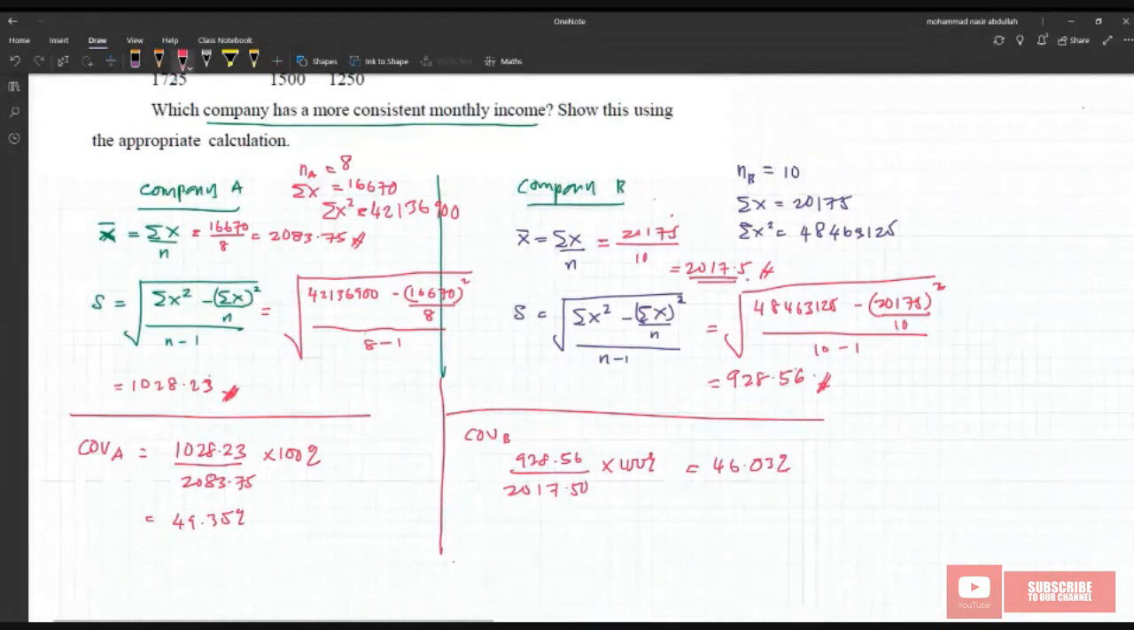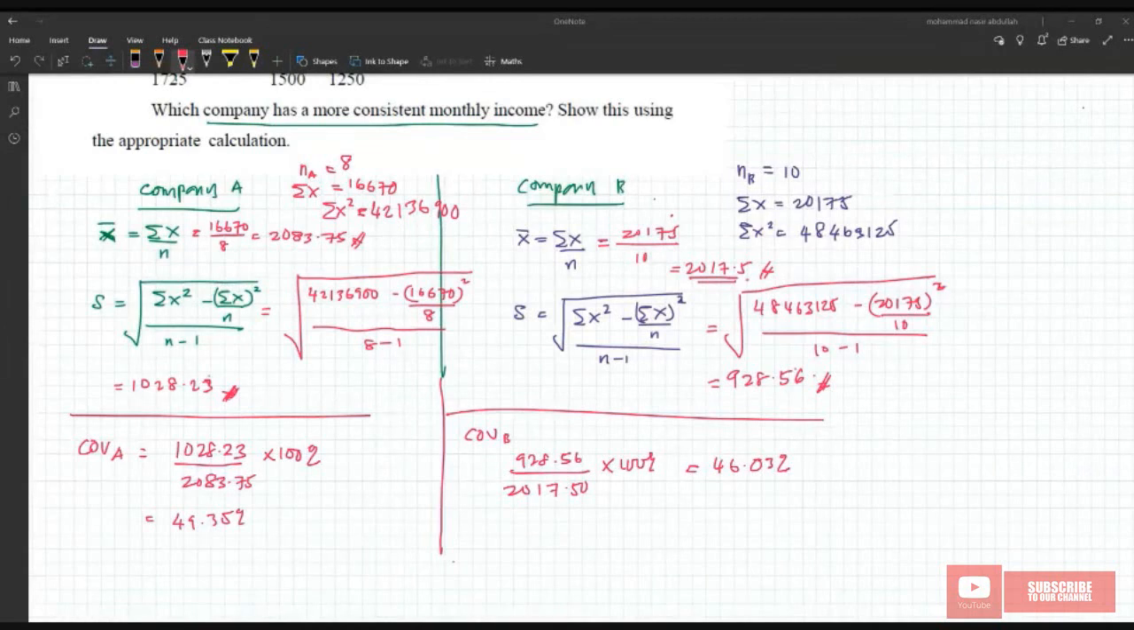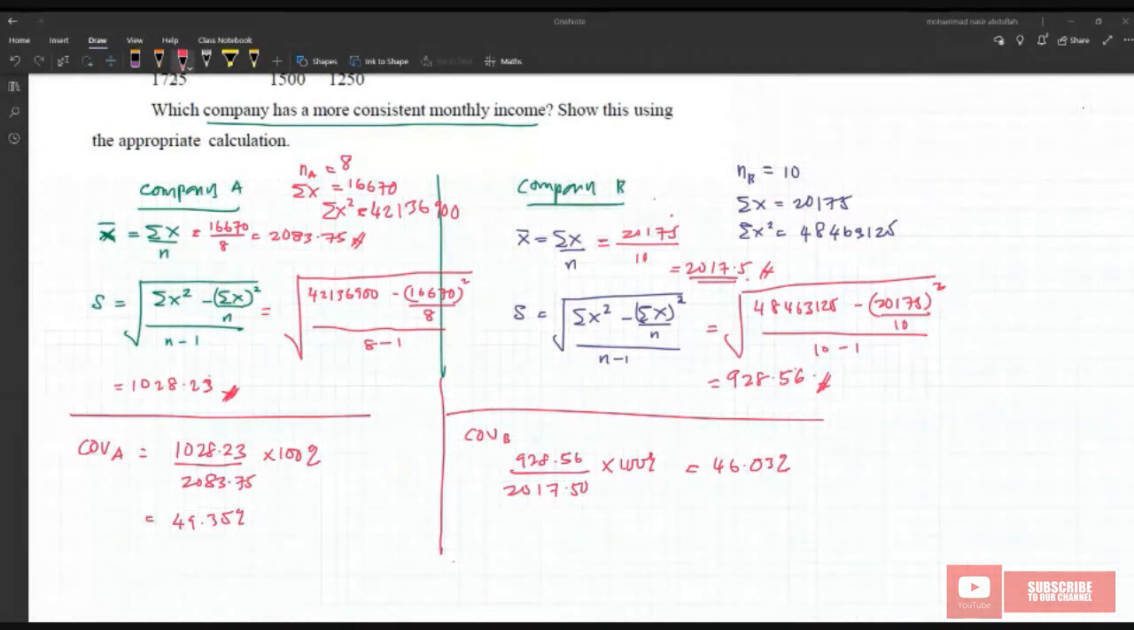Right, so from the coefficient of variation, you nampak I punya slide? Right, you nampak slide I? Tak nampak? You nampak slide I? Nampak, right, good.